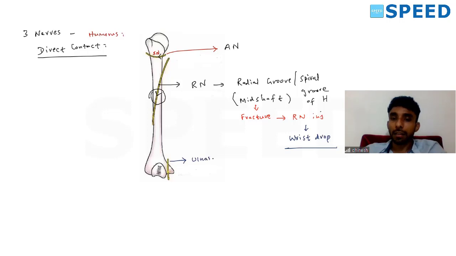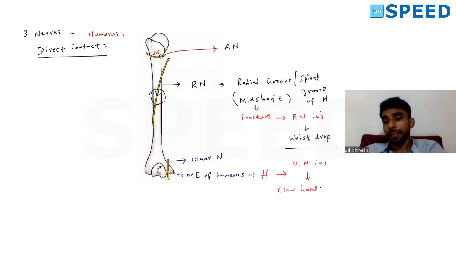Fine. And can you tell me which nerve is related to the lower end of the humerus bone? Exactly, this is the ulnar nerve. And this is the medial epicondyle of the humerus. So if there is fracture of the medial epicondyle of the humerus, what will be the clinical consequence? Due to ulnar nerve injury, the ulnar nerve will get injured, so there will be claw hand deformity.